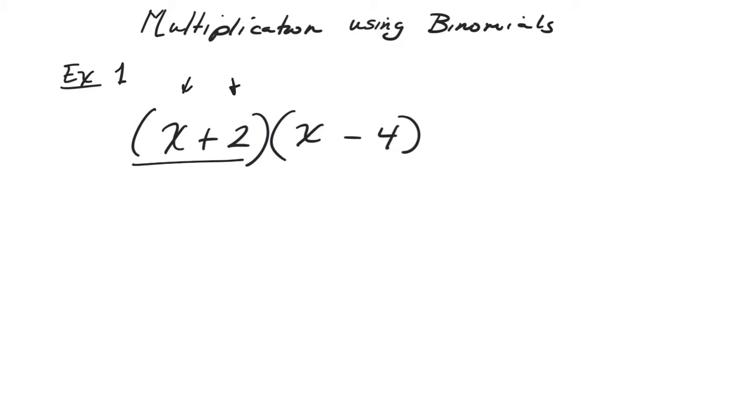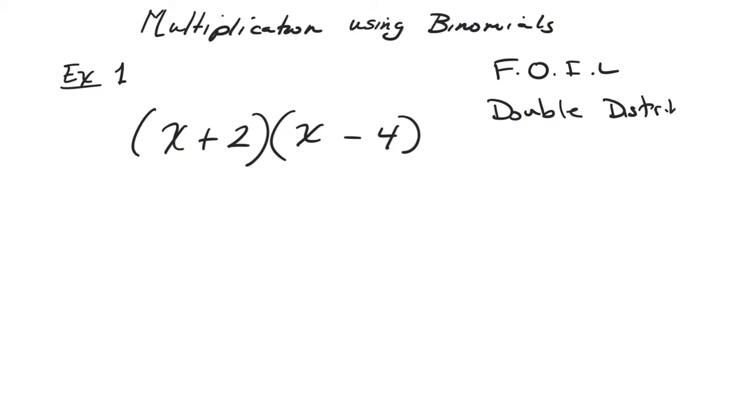Now, there are many names that teachers will give to the method for doing this. One of the common ones is called FOIL, which is an acronym that stands for first, outer, inner, lasts. Personally, I don't use FOIL. You are more than welcome to use it. What I use is the double distributive property, so double distribution, and that's all I use. It ends up being the same thing as FOIL, and I'll explain that in a second. But let's go ahead and do this example.